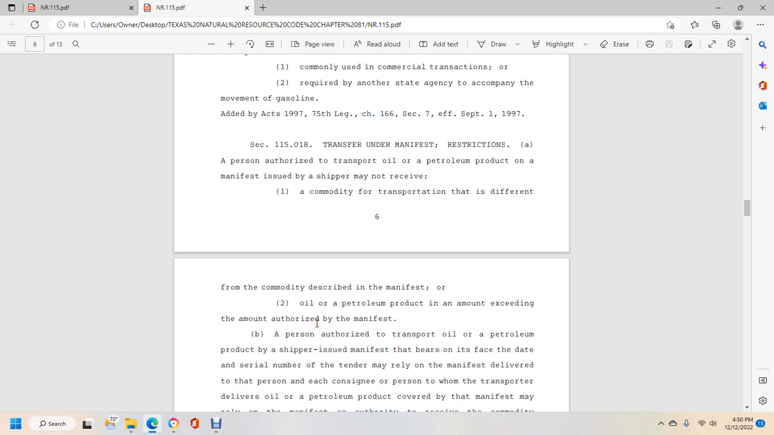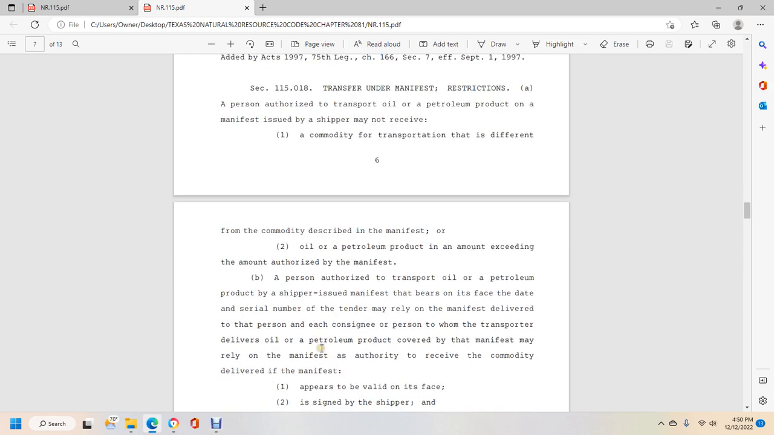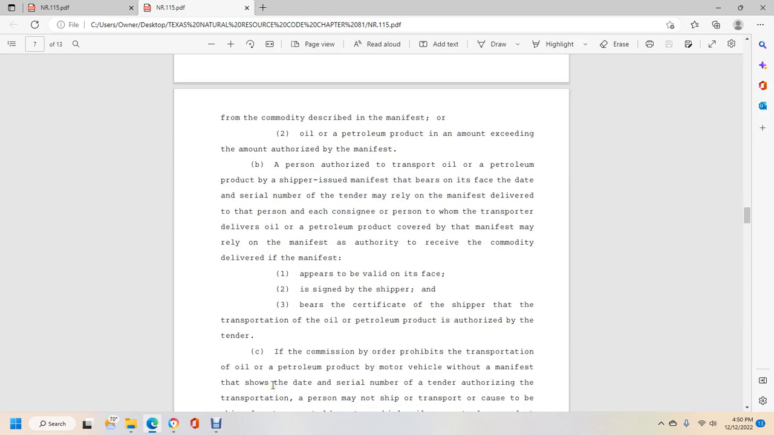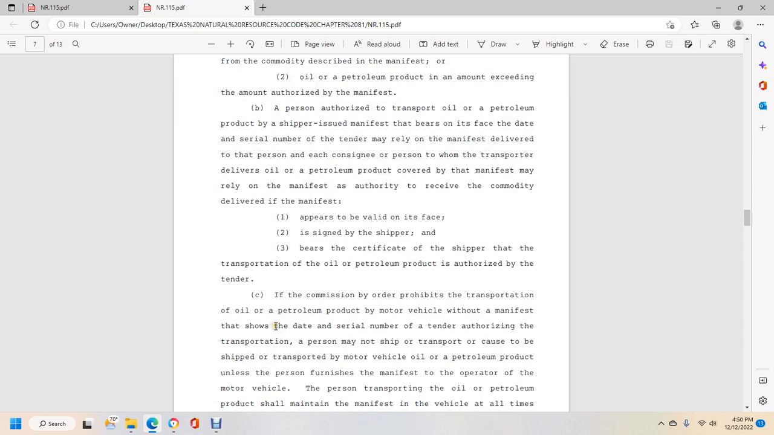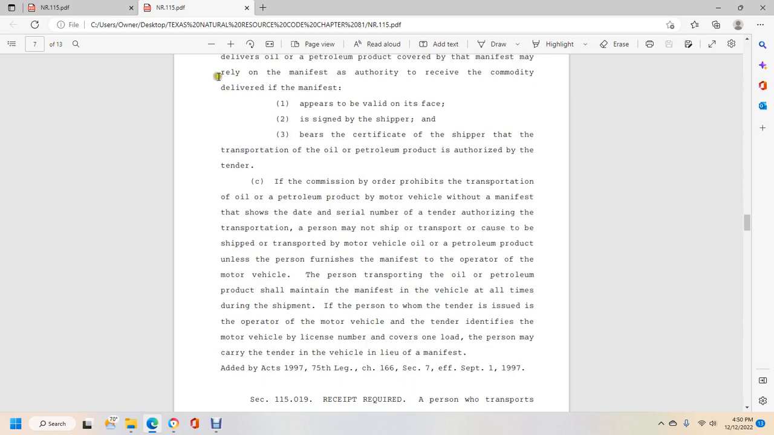The person authorized to transport the petroleum product with the distributor issues the manifest bearing on its face the date and the serial number of the tender. Relying on the manifest delivered to the person with the consignment, the person with the transport, with the delivery of the petroleum product covered by the manifest, may rely on the manifest as authority to receive the commodity delivered if the manifest appears to be valid on its face, signed by the shipper, with the certificate of the shipper that the transportation of the petroleum product is authorized by the tender.